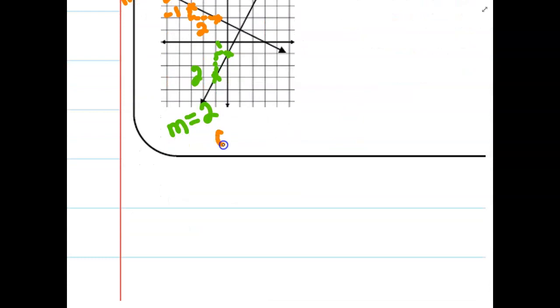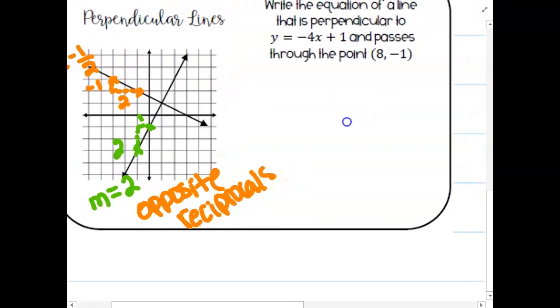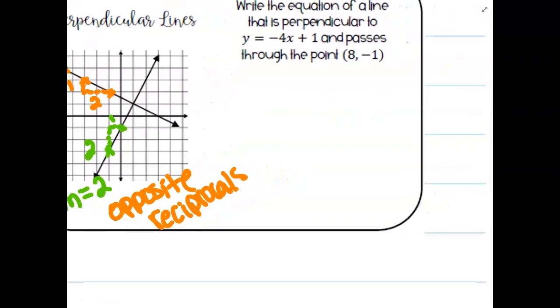What they call this is they call it opposite. That refers to the sign. Opposite reciprocals. Perpendicular lines have slopes that are opposite, different signs. Reciprocals, flip it over.